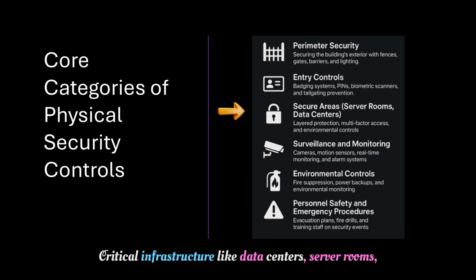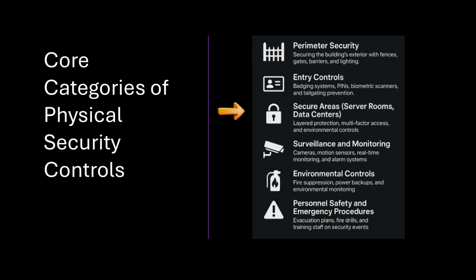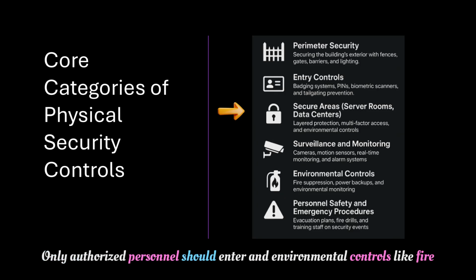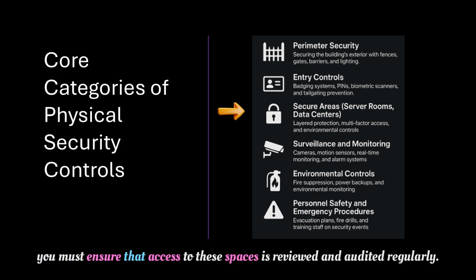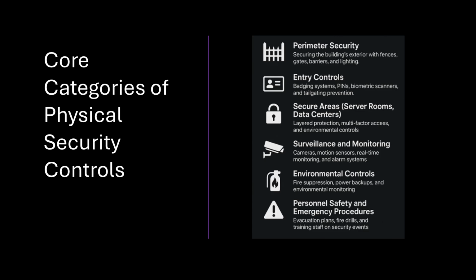Critical infrastructure like data centers, server rooms, and telecom closets must have layered protection. These areas should include man-traps, multi-factor access, surveillance, and alarm systems. Only authorized personnel should enter, and environmental controls, like fire suppression, cooling, and humidity sensors, must be in place. As a security leader, you must ensure that access to these spaces is reviewed and audited regularly.